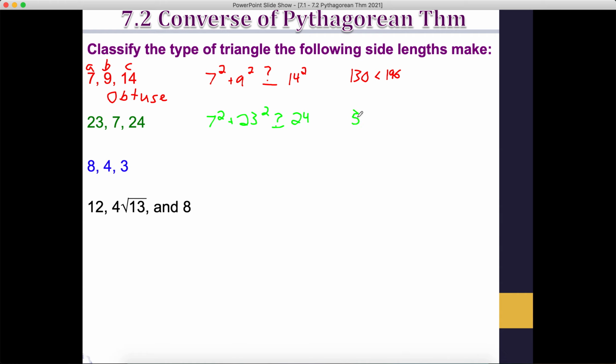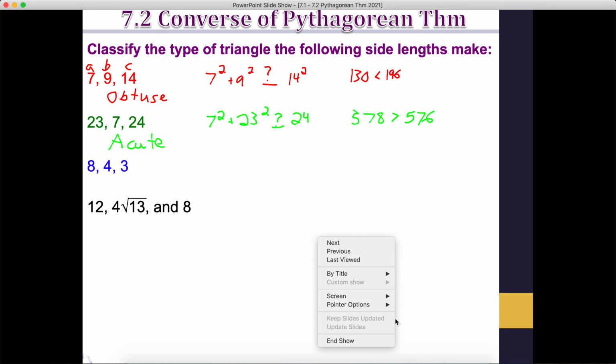We end up getting that 578, which is the a squared plus b squared, is greater than the other side, which is 576. Which tells me that because the sum of the other two squared sides was bigger than 24 squared, the larger side squared, that tells me that 24 is not quite a hypotenuse. It's a little bit shorter than that. And if the biggest side is shorter than a hypotenuse, that would have to imply that the triangle is acute.